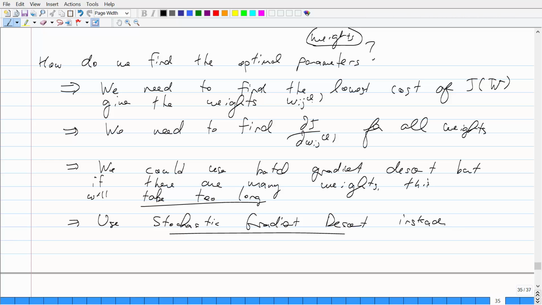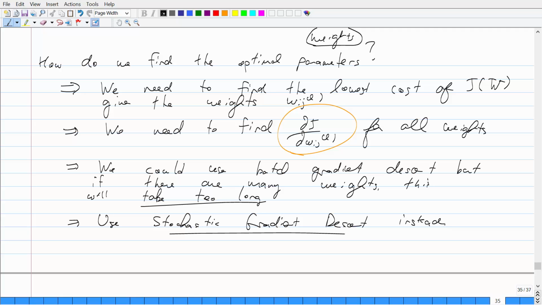So what we want to do is use gradient descent, where you have your cost function and you want to find the gradient with respect to the weights so that you can minimize the cost. So we have to do that for gradient descent. We need to find the derivative with respect to every single weight over all layers.